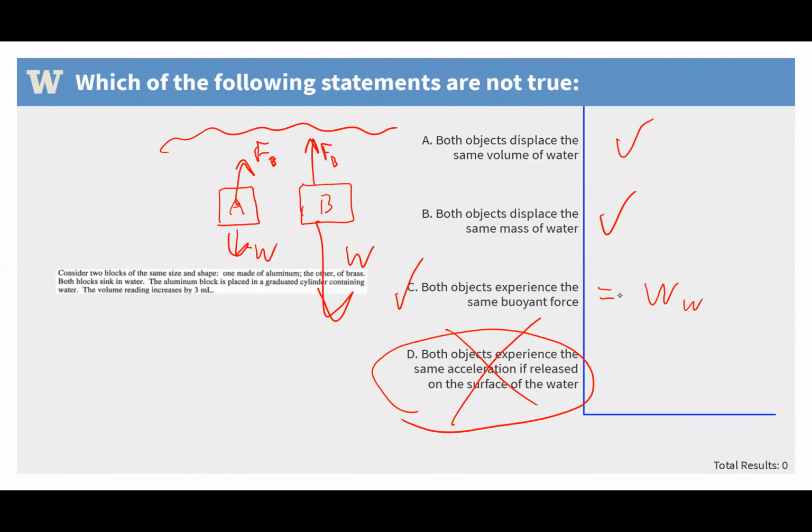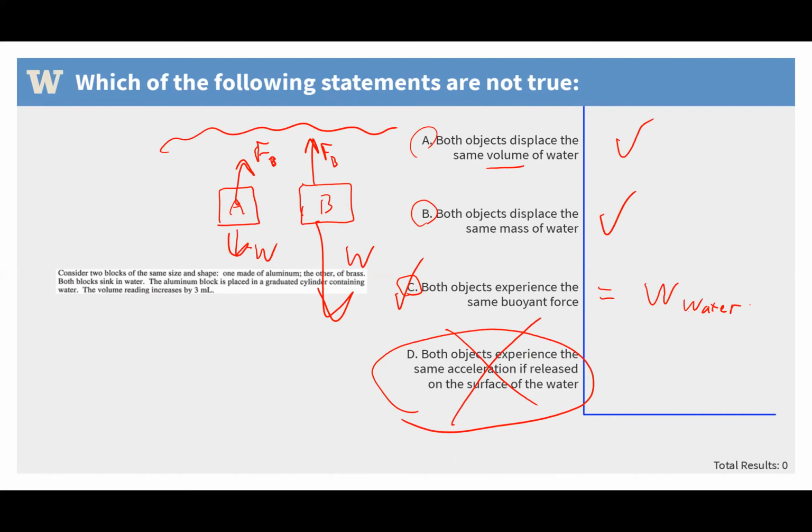Another concept question about buoyancy, if I have an aluminum block and a brass block and they both sink, if they are the same size and shape, then they must have the same volume, which means they both displace the same amount of volume. And if they're displacing the same amount of volume, then they must displace the same amount of mass. And we interpret the buoyant force as the weight of the water being displaced. So that should be the same as well.